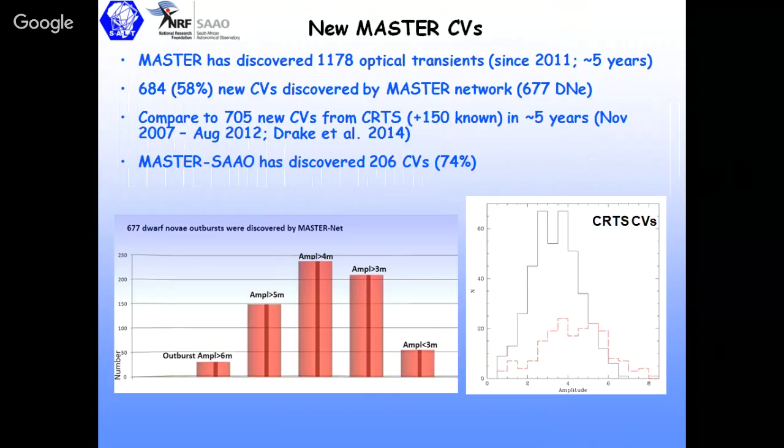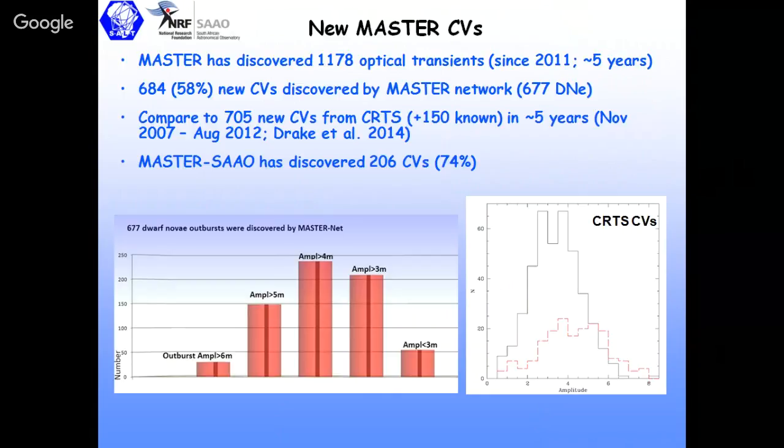In terms of the CVs, what have we learned? Well, this is the distribution of amplitudes of outbursts of the CVs discovered by the whole of the MASTER network. And you can see that most of them are around four magnitudes, but there are these outliers that have very high amplitudes. And these are interesting systems from an evolutionary point of view, because they're typically low luminosity, low frequency outbursting systems, which are at the bottom, at the shortest orbital periods, where these evolve due to gravitational radiation. So studying this group is quite important.